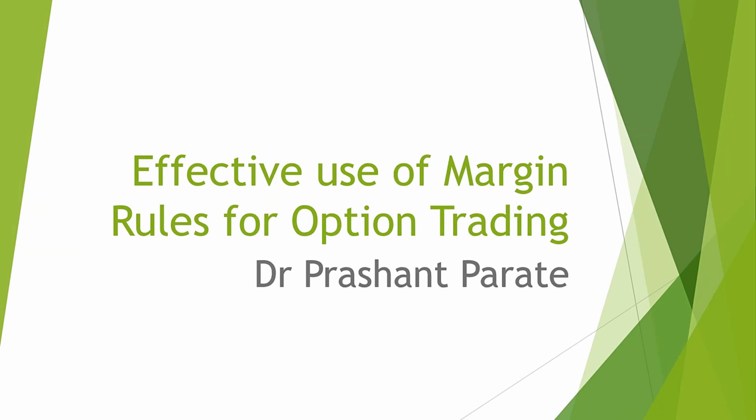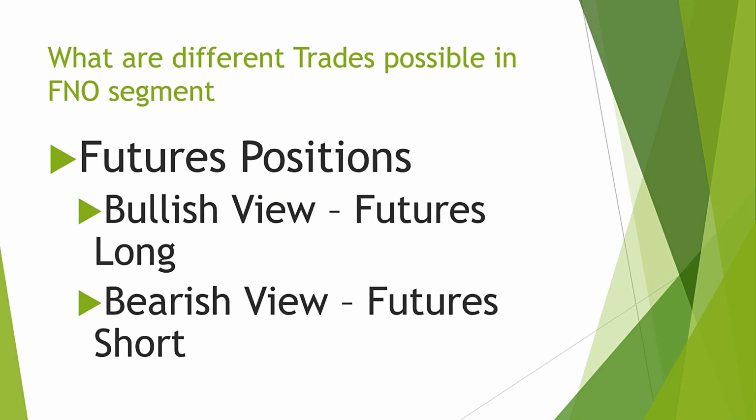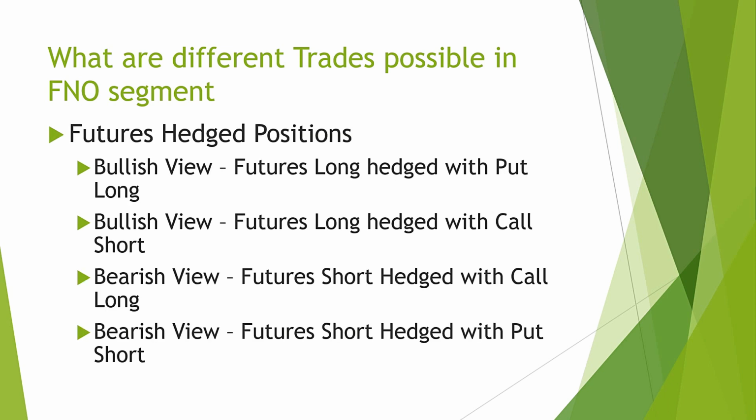Now we are going to discuss effective use of margin rules for option trading. There are different types of trades possible in futures and option segment. In futures, positions can be bullish or bearish. When we are bullish, we buy futures, it is called futures long. When we are bearish in underlying, we sell futures and it is called futures short. Then futures can be hedged, and hedging futures is done with options.